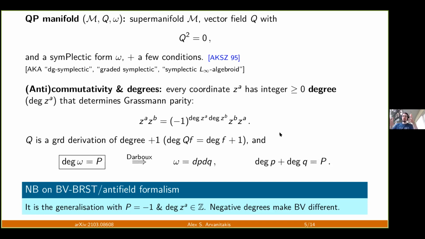And for those of you who are familiar with the BV or antifield formalism, I should note that it's not a special case of what I just talked about, because you have negative degree coordinates that change your lifestyle completely. But if you disregard that, then it's a special case of this, where big P equals -1. Okay.